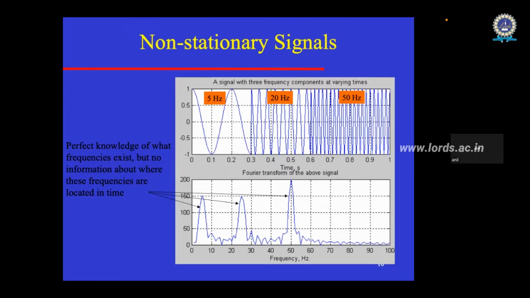Did you get that point? It's a very simple point. Did you get that point? The difference is between a combination of 5, 25, 50, and this signal, which is sometime at 5, sometime at 20, sometime at 50. Okay.